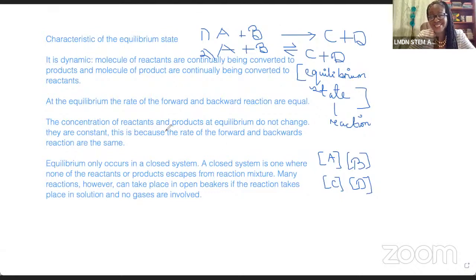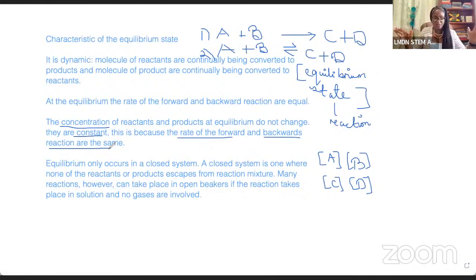So the concentration of reactants and products at equilibrium do not change. If they're at equilibrium, the concentration of the products and reactants isn't changing. They are constant. Make sure you see what we're talking about here: the concentration, which is this, does not change. They are constant, because the rate of the forward reaction is equal to the rate of the backward reaction. They're the same rate. It's flipping this way and flipping that way at the same rate, so nothing is changing. They're in equilibrium. Are we on the same page?